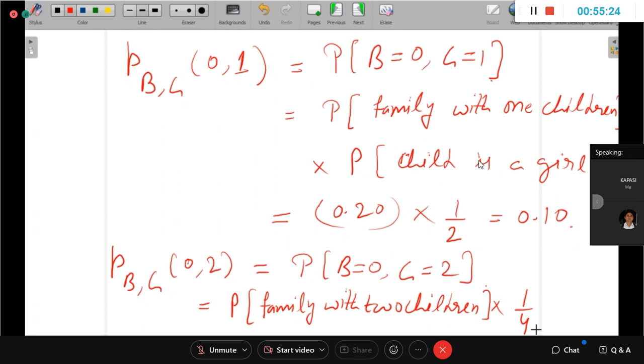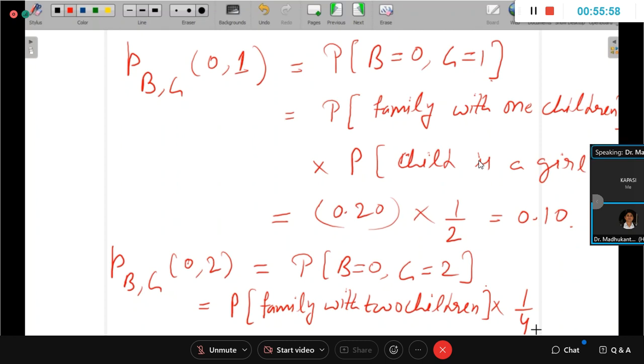No, sir, I think it should be 1 by 3. How? Because boy-girl or girl-boy will be the same, right? Yeah, they are the same only. So total is 2. So how many possible pairs are there? BG, GB, BB, and GG.